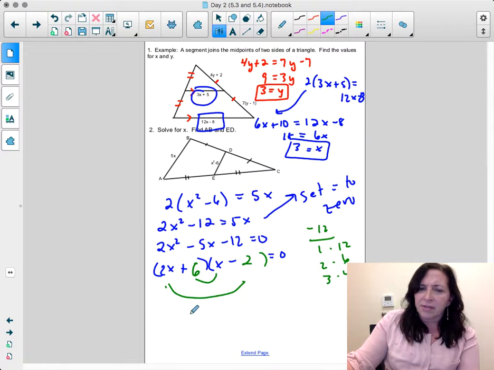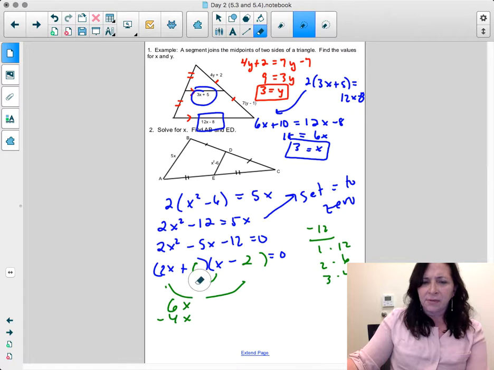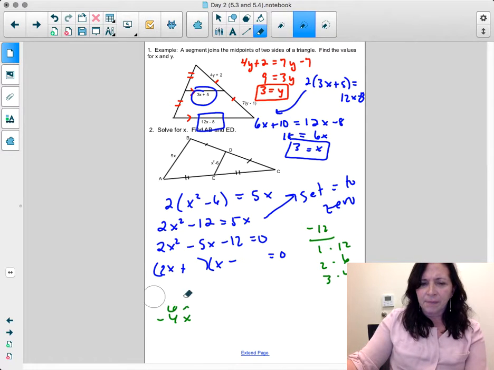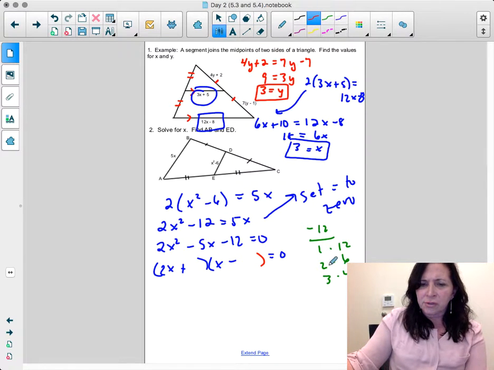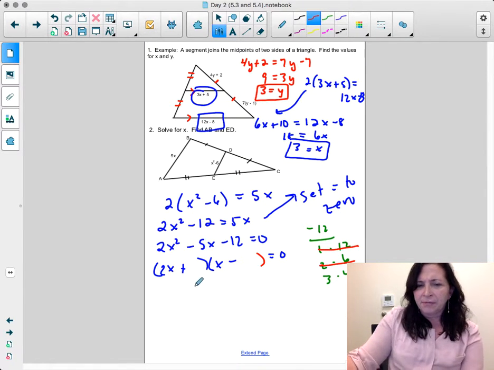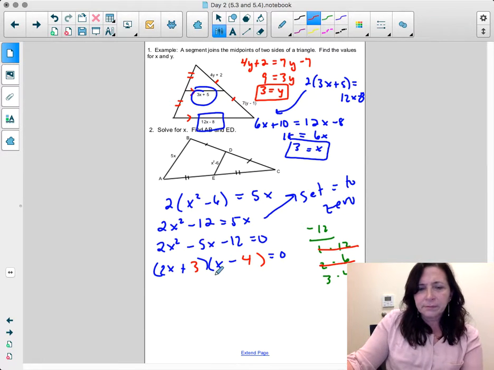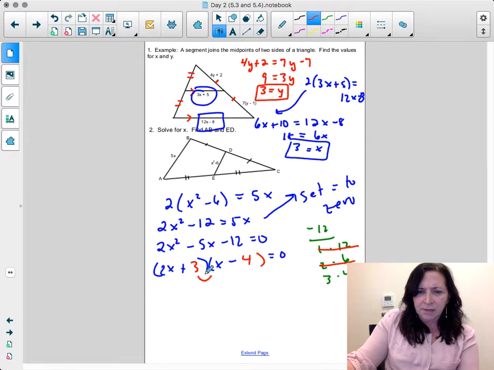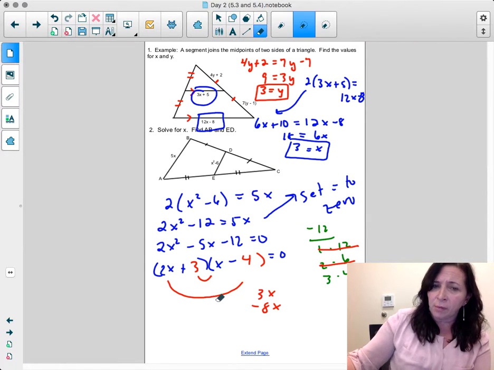Check the insides, check the outsides. You get 6x, and then you get negative 4x. Well, that's 2x, which is still not right. I want negative 5x. So I'm going to rewrite this again and choose another number. 2 and 6 are not going to work. I don't think 12 is a value because I only want 5, and if I multiply by 12, I'm going to get a pretty high number. So I'm going to try next 3 and 4. 3 times x is 3x. And then we have 2 times negative 4 is negative 8x, which makes negative 5x. So now we have the right factors.